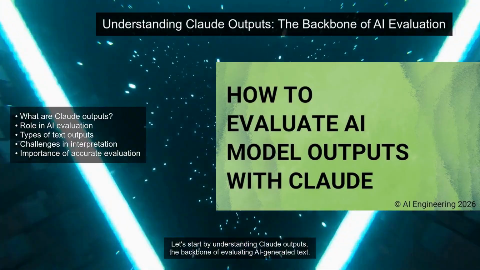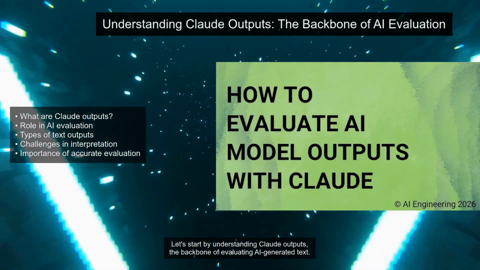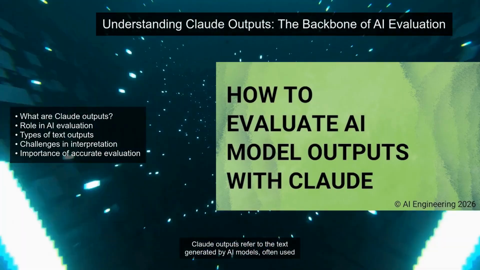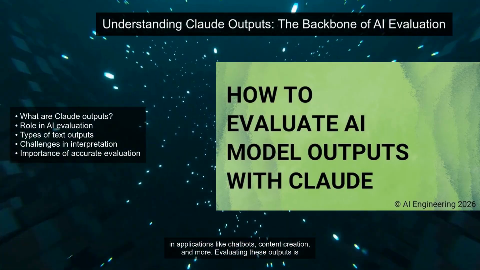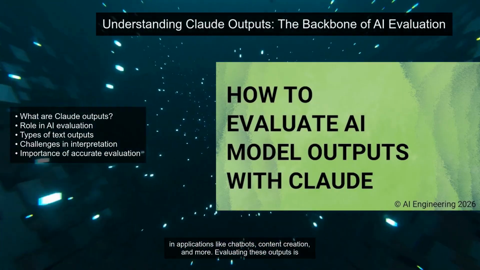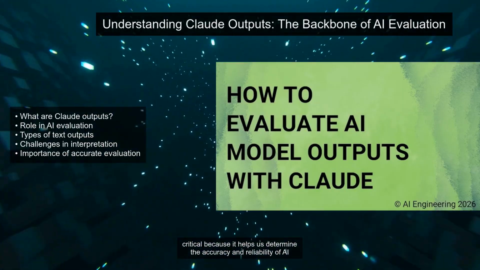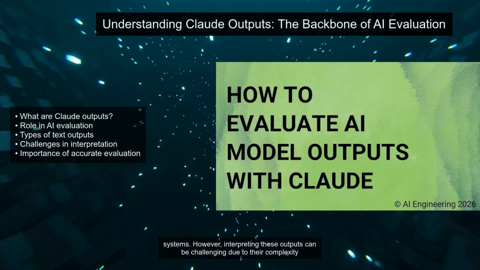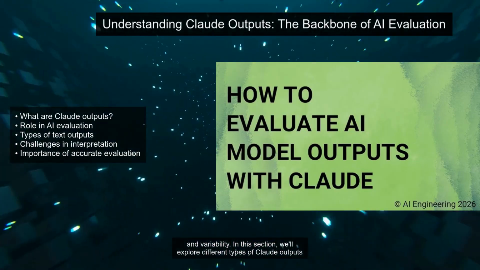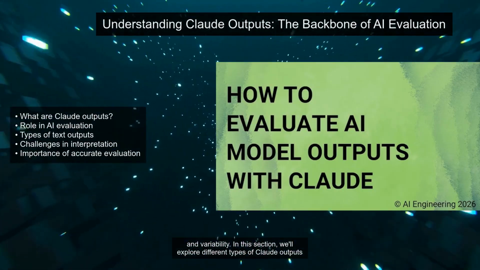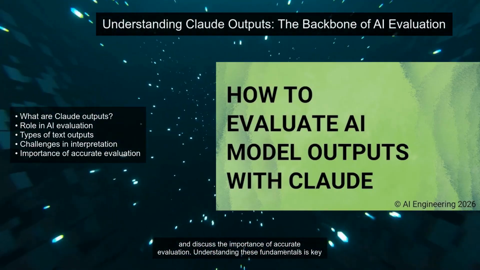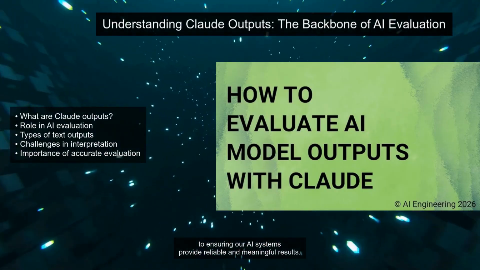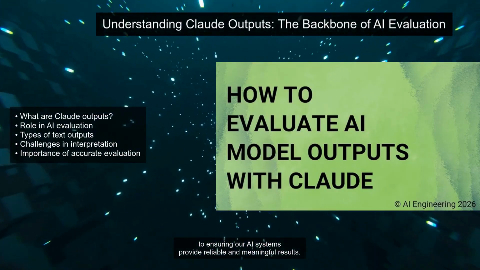Let's start by understanding Claude Outputs, the backbone of evaluating AI-generated text. Claude Outputs refer to the text generated by AI models, often used in applications like chatbots, content creation, and more. Evaluating these outputs is critical because it helps us determine the accuracy and reliability of AI systems. However, interpreting these outputs can be challenging due to their complexity and variability. In this section, we'll explore different types of Claude outputs and discuss the importance of accurate evaluation. Understanding these fundamentals is key to ensuring our AI systems provide reliable and meaningful results.